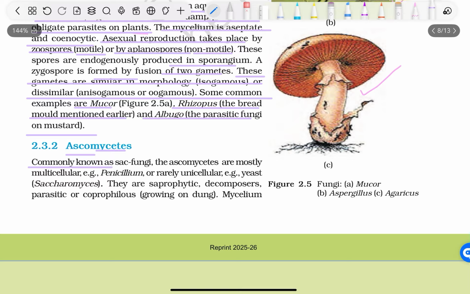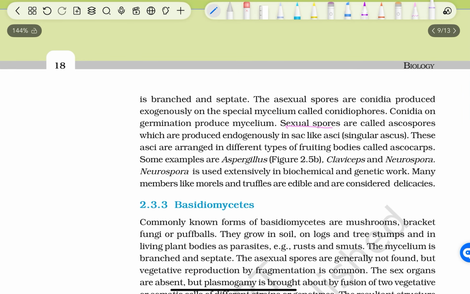Ascomycetes, commonly known as sac fungi. The Ascomycetes are mostly multicellular, for example Penicillium, or rarely unicellular, for example yeast, Saccharomyces. They are saprophytic, decomposers, parasitic or coprophilous, growing on dung. Mycelium is branched and septate. The asexual spores are conidia, produced exogenously on a special mycelium called conidiophores. Conidia on germination produce mycelium.